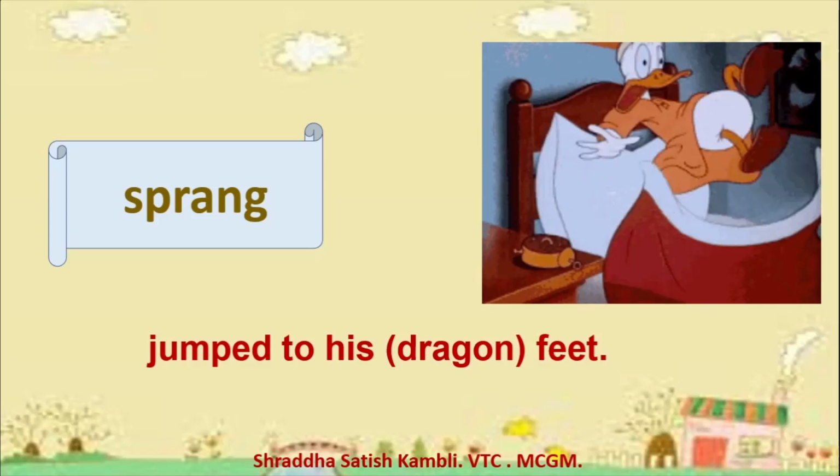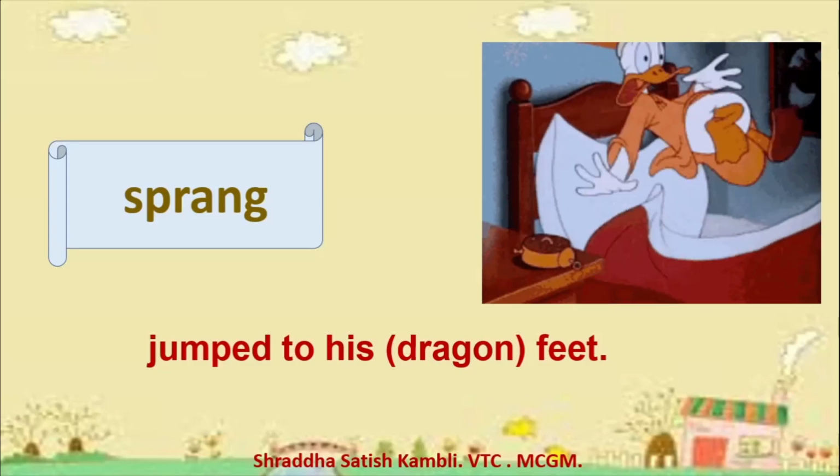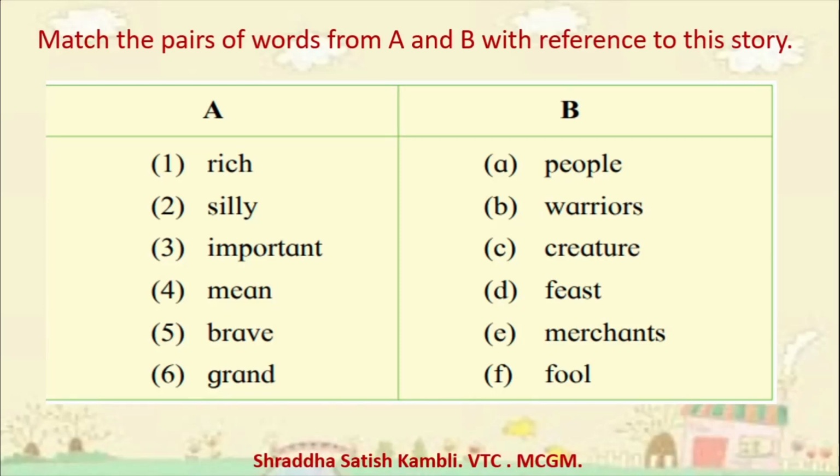Let us go to the next exercise now, where we will do some matching. So match the pairs of words from A and B with reference to the story. So you have certain words written in column A and certain words written in column B. Now you can match it in any way you want. For example, you can say rich people, but they're asking us to match the words with reference to this particular story. So see, rich here goes with, yes, it goes with merchants.